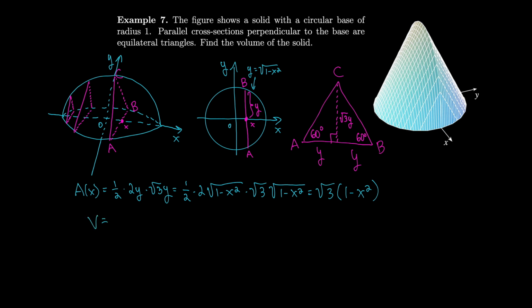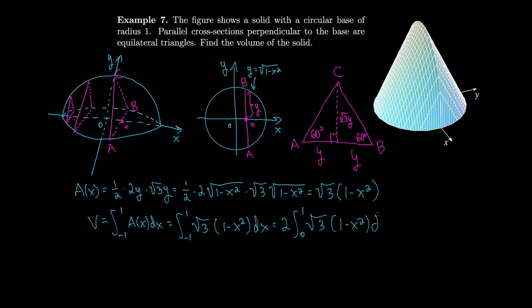So our volume becomes the integral from minus 1 to 1 of A of x dx. That's just the integral from minus 1 to 1 of rad 3 times 1 minus x squared dx, which is 2 times the integral from 0 to 1 of rad 3 times 1 minus x squared dx. Because, remember, this thing's symmetrical. So I can just go from 0 to 1 instead of going from minus 1 to 1, and I can just double it.